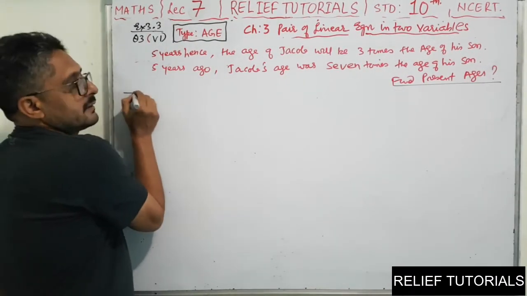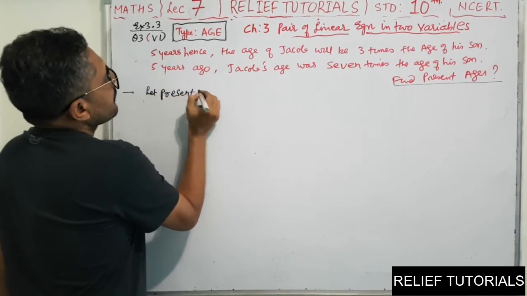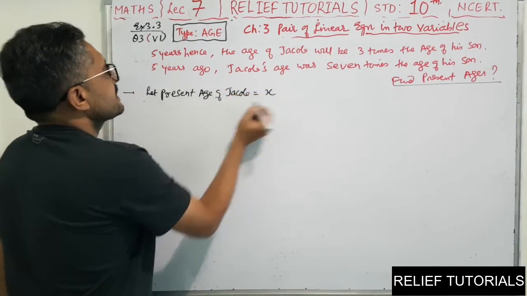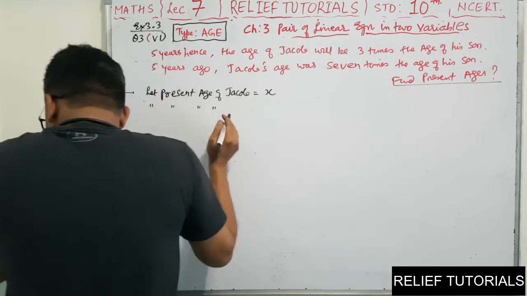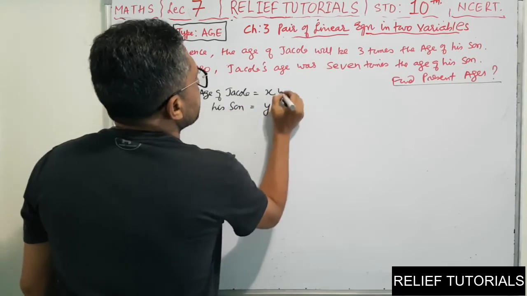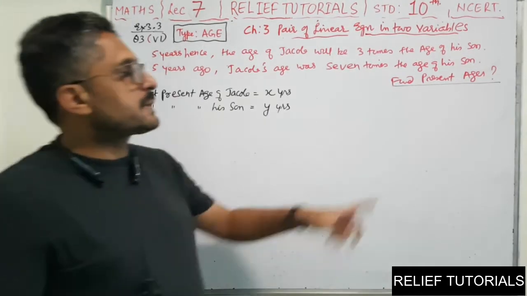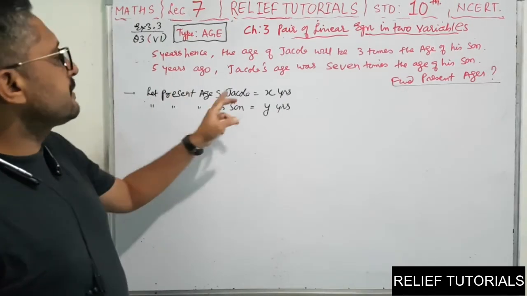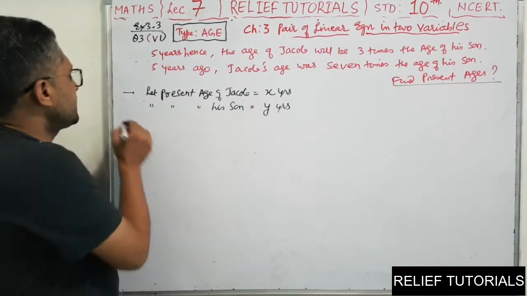So let the present age of Jacob, means current age, be x years, and let the present age of his son be y years. So I have supposed, because we have to find the present age. Whatever we have to find, that we have to suppose. So let the present age of Jacob be x years and the present age of his son be y years. Now the first condition we will see.